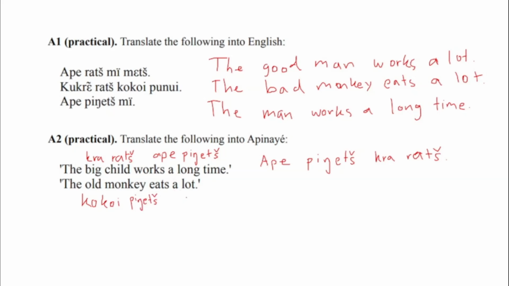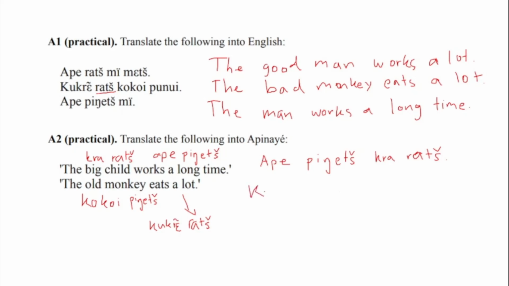Right, and then we have eats a lot, which will be down here. It'll be eats big, right? So what's big? We have punui. No, that's bad. I'm getting confused by the sentence structure again. Rach is big. Right, rach is big. But remember, it comes after the word that it's modifying. So it's kukre. Okay, boom.